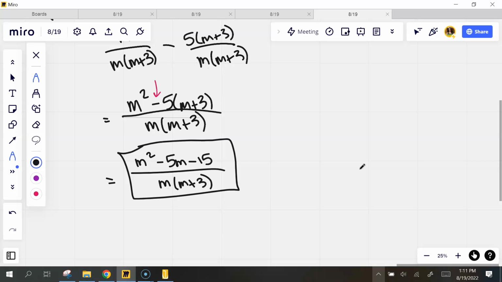Now I put them together. Y'all are not having fun now.